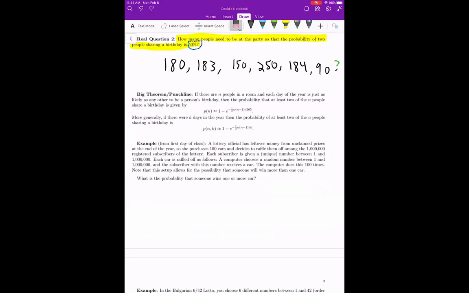So the way this works is each subscriber is given a unique number between 1 and 1 million, and then a computer chooses, it does this 100 times, chooses a number between 1 and 1 million at random, but the computer is not careful about double counting or something, right? So it maybe chooses 50 this time and then chooses 50 on round 8 or something, whatever. So the question now is, what's the probability someone wins one or more cars?